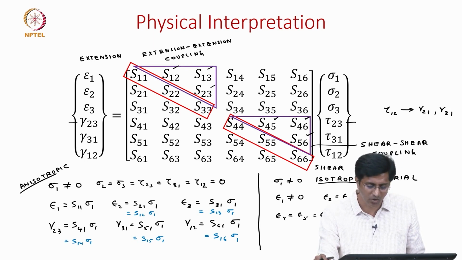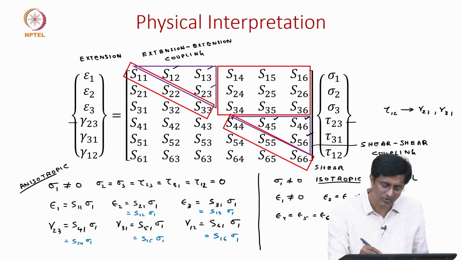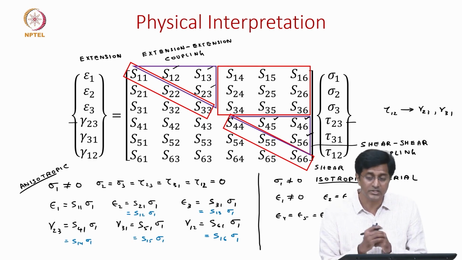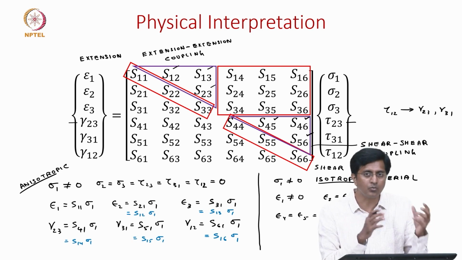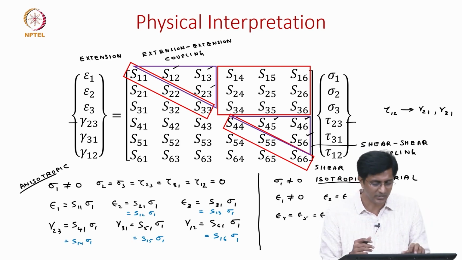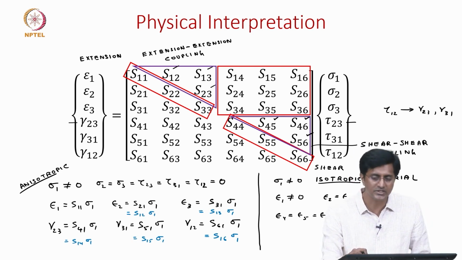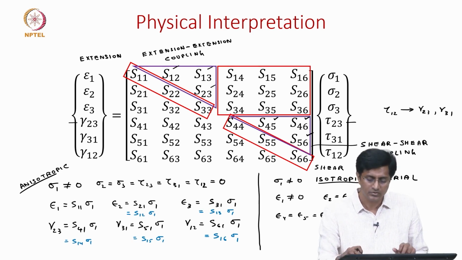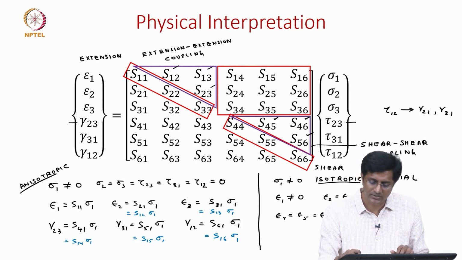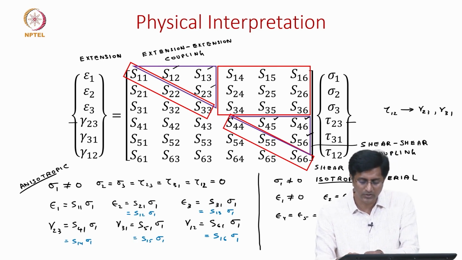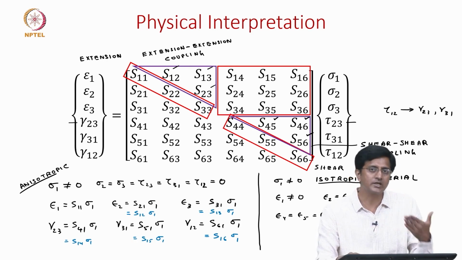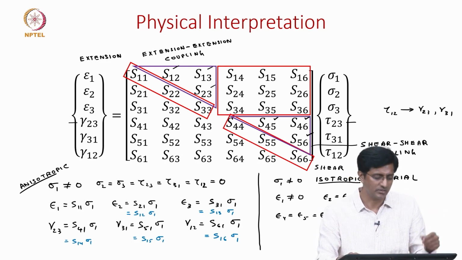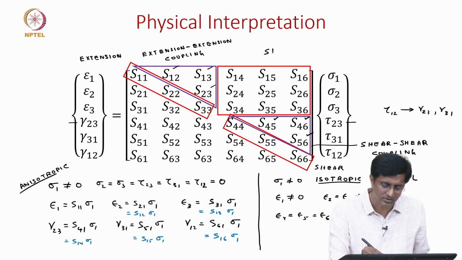And lastly, we have this top right square which has these 9 components starting from S14 to S36. What do these bring in? This is where you have a coupling between the normal components and the shear components. For example, if you have applied a normal stress sigma 1, these components will get you the shear strains. Similarly, if you apply, let us say, shear stress tau 23, what is the corresponding normal strain you get, like epsilon 1, epsilon 2 and epsilon 3. So, we call this the shear extension coupling.